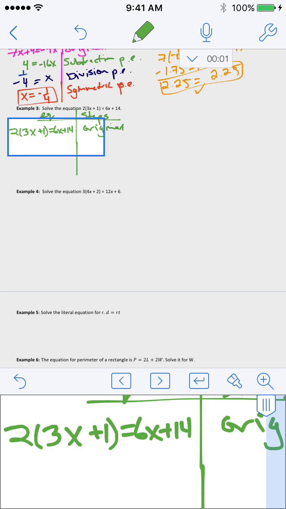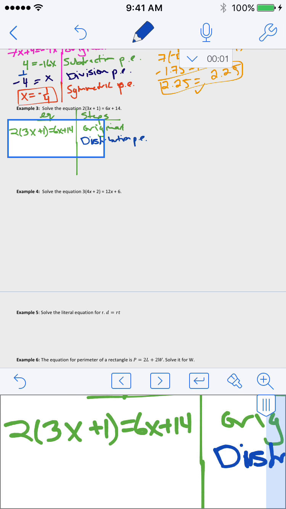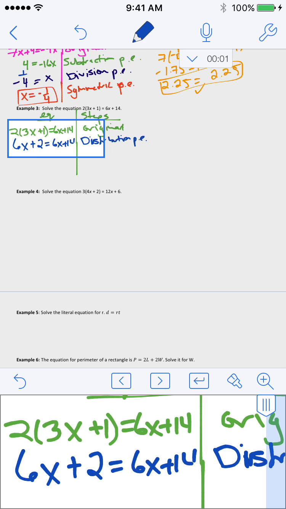Okay. I think this time I'm going to start with parentheses, right? So parentheses are always sort of the easiest thing to start with. You may want to get rid of them. We saw in a previous example that it's okay not to. Sometimes your problem is getting a little strange though. So I'm going to start by distributing those parentheses. Start with distribution, property of equality. And I end up with 6x plus 2 equals 6x plus 14.